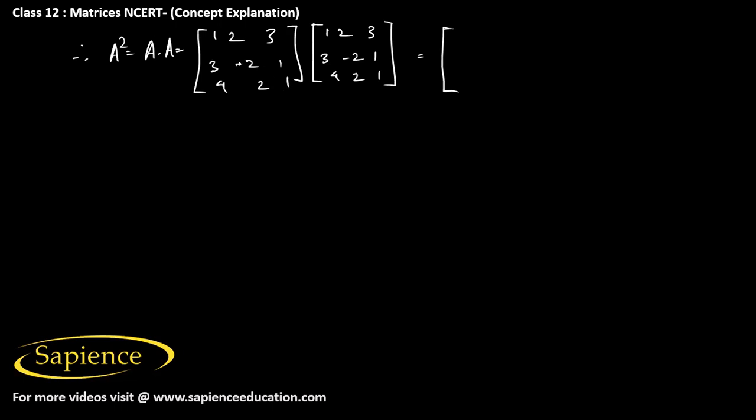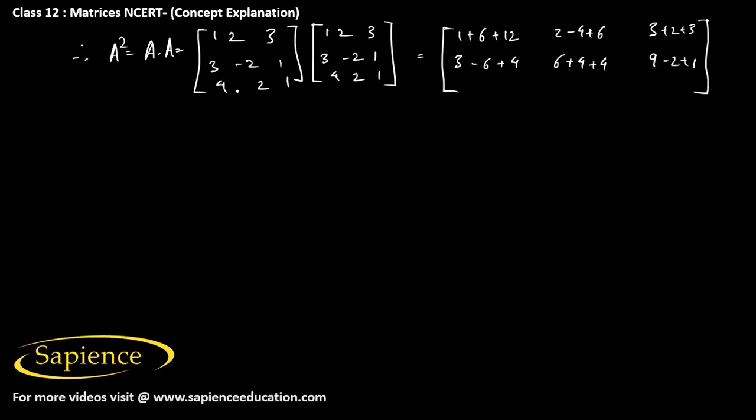So we have to take the product of the first row and the first column. This will be 1 plus 6 plus 12. Then first row and second column: this will be 2 minus 4 plus 6. Then first row and third column: 3 plus 2 plus 3. Then we have to take the second row and first column: 3 minus 6 plus 4. Then second row and second column: 6 plus 4 plus 4. Then second row and third column: 9 minus 2 plus 1.